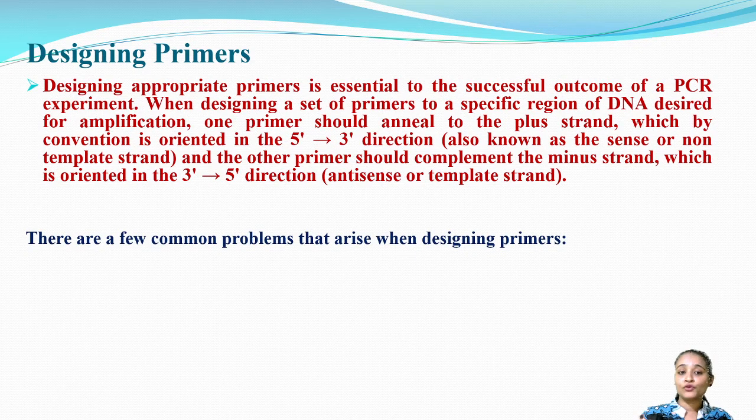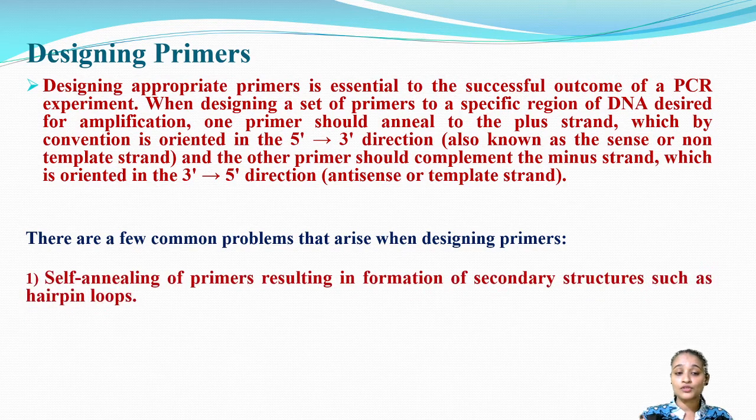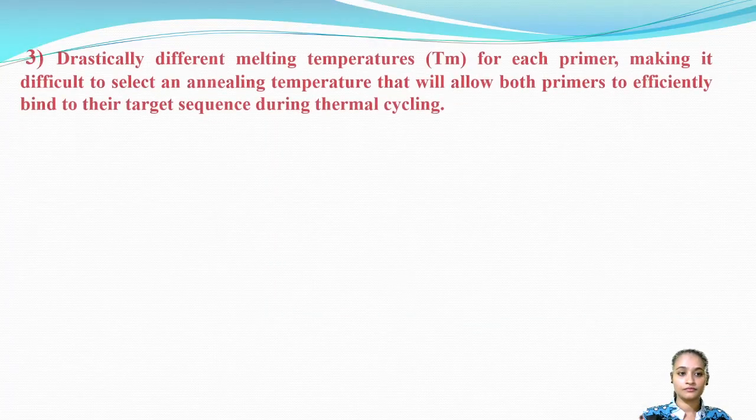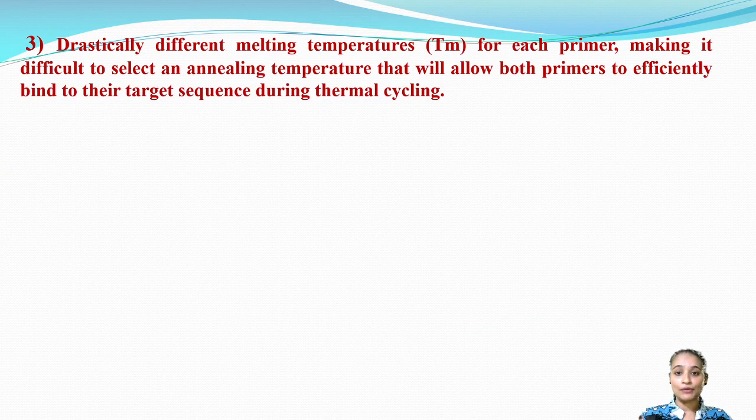So there are also a few common problems that arise when you design a primer. So what are those problems? Self-annealing of primers, resulting in formation of secondary structures such as hairpin loops. Primers anneal to each other rather than binding to the DNA template, creating primer dimers. Drastically different melting temperatures for each primer, making it difficult to select an annealing temperature that will allow both the primers to efficiently bind to the target sequence during thermal cycling.